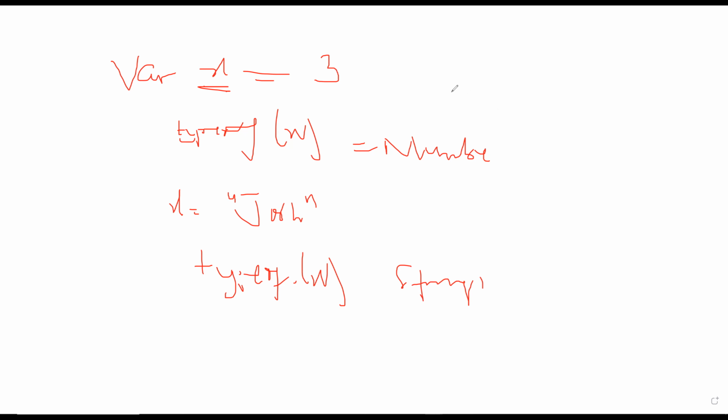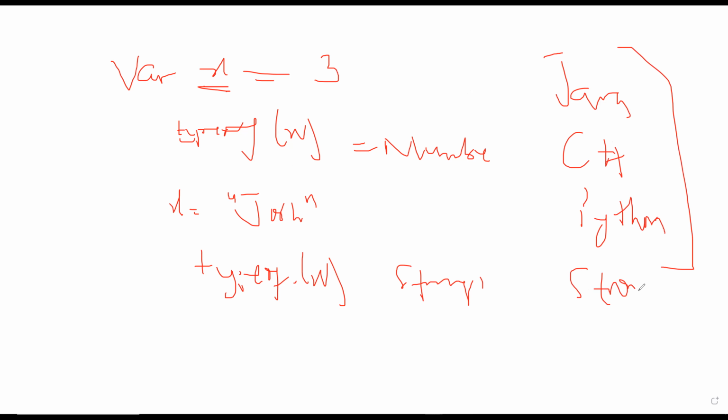This is one of the features of JavaScript. This cannot be done in programming languages like Java, C Sharp, Python, and the likes. It cannot be done because all of these are strongly typed languages. You can't just declare a variable with just var. In these languages, if you want integers to be assigned to this variable X, you must declare it as integer. And once it is declared as integer, you cannot assign any other data type to it.